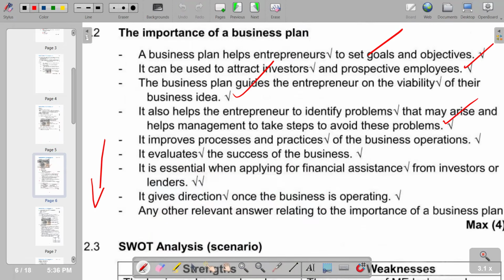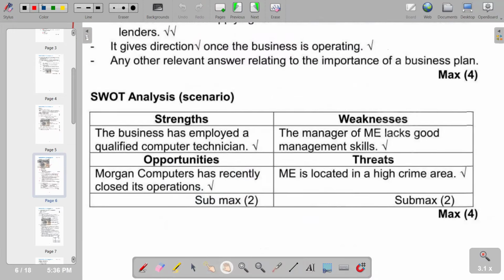So presenting it in a tabular form, we are saying the business has employed a qualified computer technician as our strength. And then our weakness is that the manager of ME lacks good management skills. We have identified opportunities: Morgan Computers recently closed its operations, and then threats: ME is located in a high crime area. So this is what we have in terms of that.